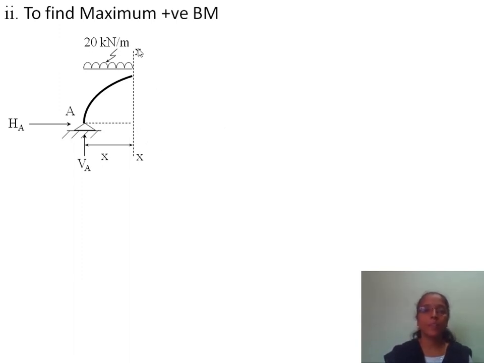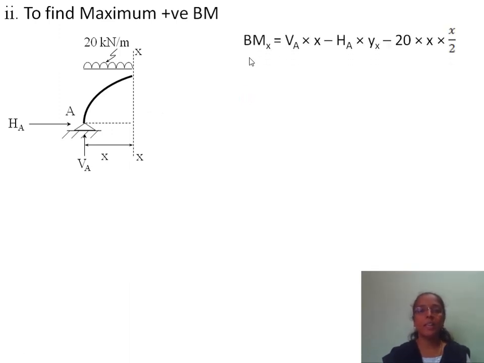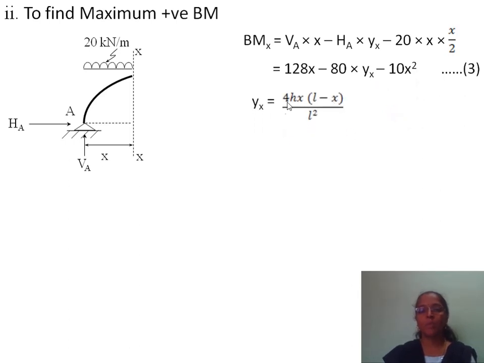So let us consider any section XX at a distance X from the end A. Let Yx be this ordinate. So if you write the equation for bending moment at any section X, BMx is equal to VA into X, it is producing sagging, and HA into Yx is inducing hogging, therefore minus HA into Yx, minus 20 into X by 2. Substitute the values. So it will be 128x minus 80 into Yx minus 10x square. Yx is given by 4hx by L square into L minus x.